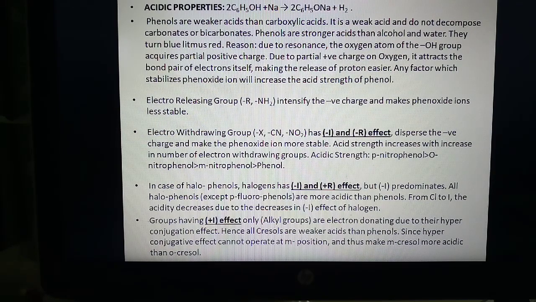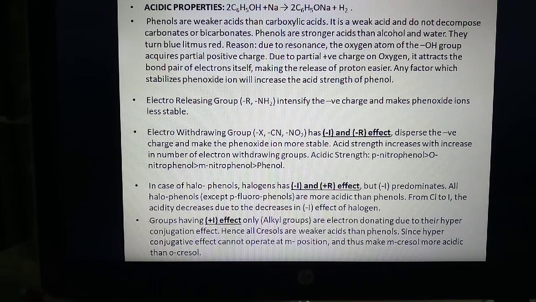And here I have given you a relation between the acidic strengths. In increasing order of acidic strength, you can see para-nitrophenol has more acidic strength than ortho-nitrophenol, and ortho-nitrophenol is more acidic than meta-nitrophenol, and meta-nitrophenol is much more acidic than phenol. So the para-nitro group intensifies the acidic strength.